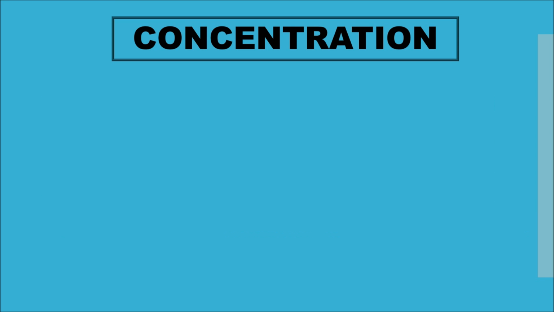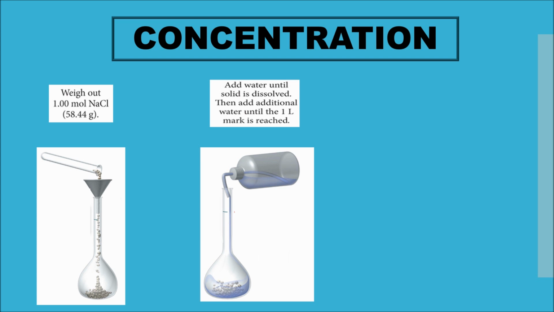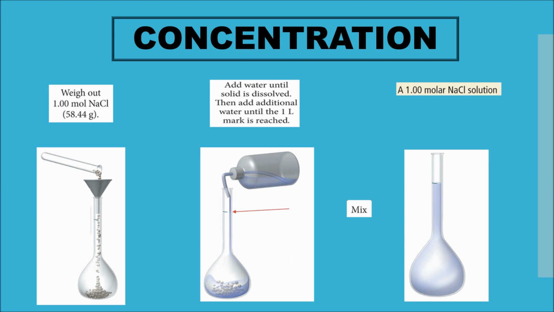Now, concentration can be measured in the laboratory using a volumetric flask. Say for sodium chloride, if you're making a 1 molar solution, you're going to weigh out 1 mole of sodium chloride, which is 58.4 grams, into a volumetric flask. Once that is weighed, you add water to the sodium chloride up to a specific marker on that volumetric flask. You mix it, and that solution becomes a 1 molar solution.